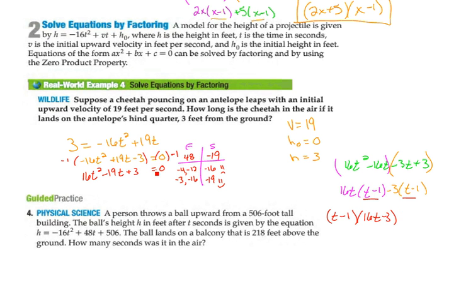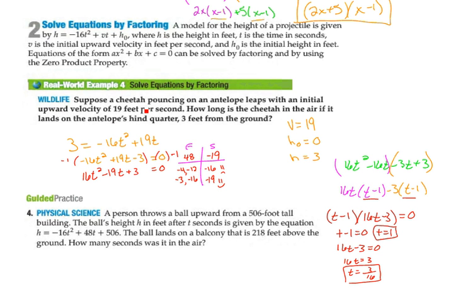Okay, what on earth am I doing? Remember, I am actually solving here. So I'm setting this equal to 0. So I have t minus 1 equals 0, so my time is 1. But I also have 16t minus 3 equal to 0. So 16t equals 3, and then t equals 3/16. So I have two answers here.